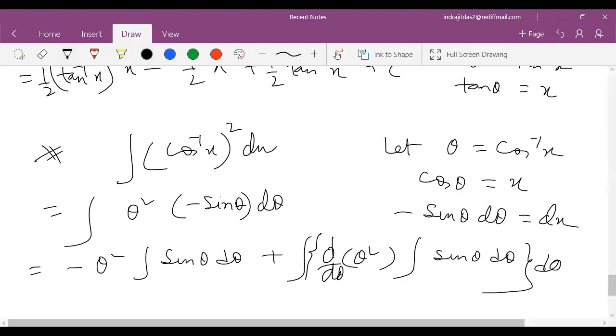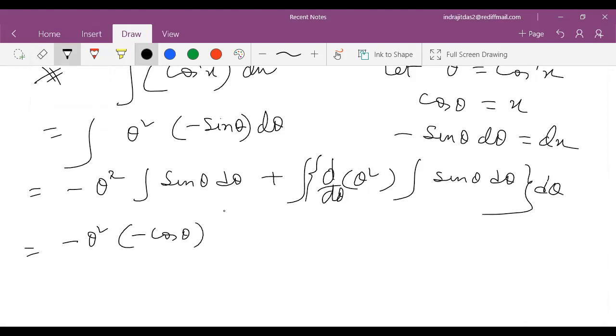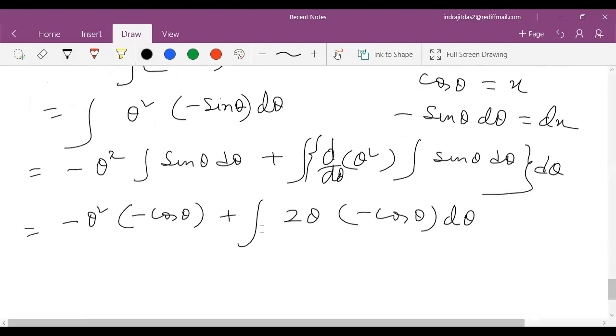So all we need to do in the case of inverse is this idea. Which idea? That we have to use your trigonometric concept. Theta square sine theta integration is minus cos theta plus theta square derivative is 2 theta, and this is minus cos theta. Here again this by parts will come, theta cos theta.